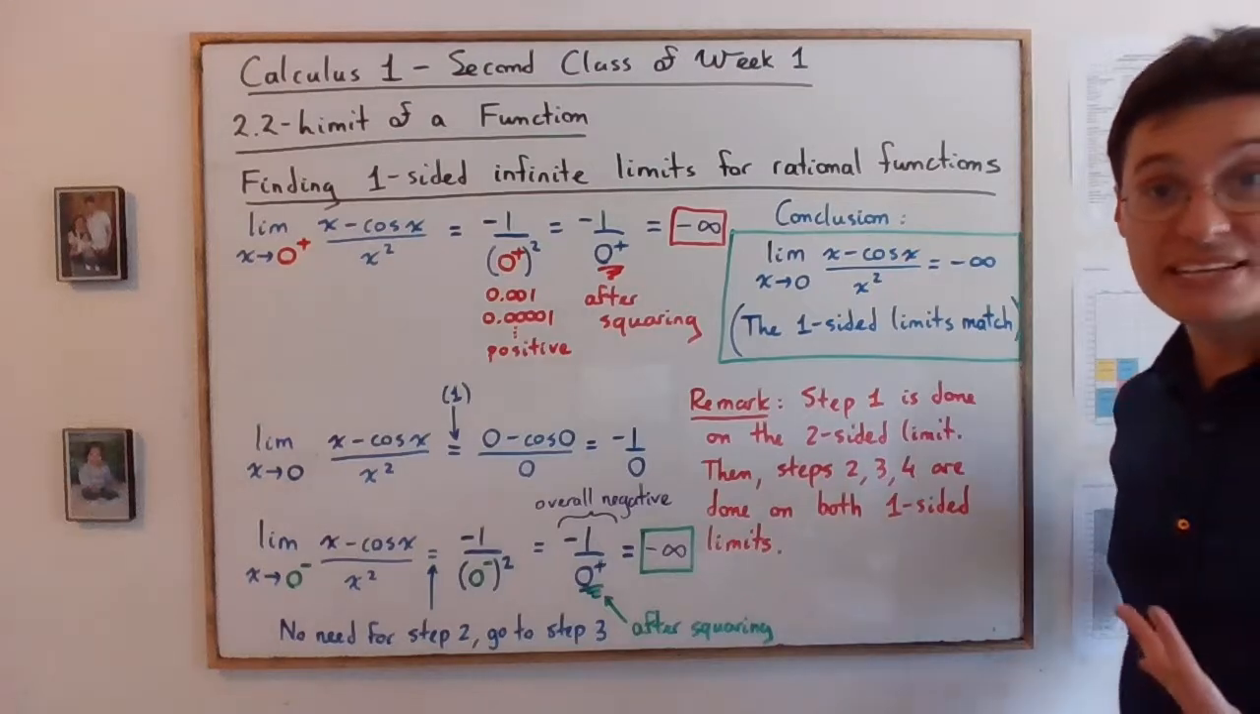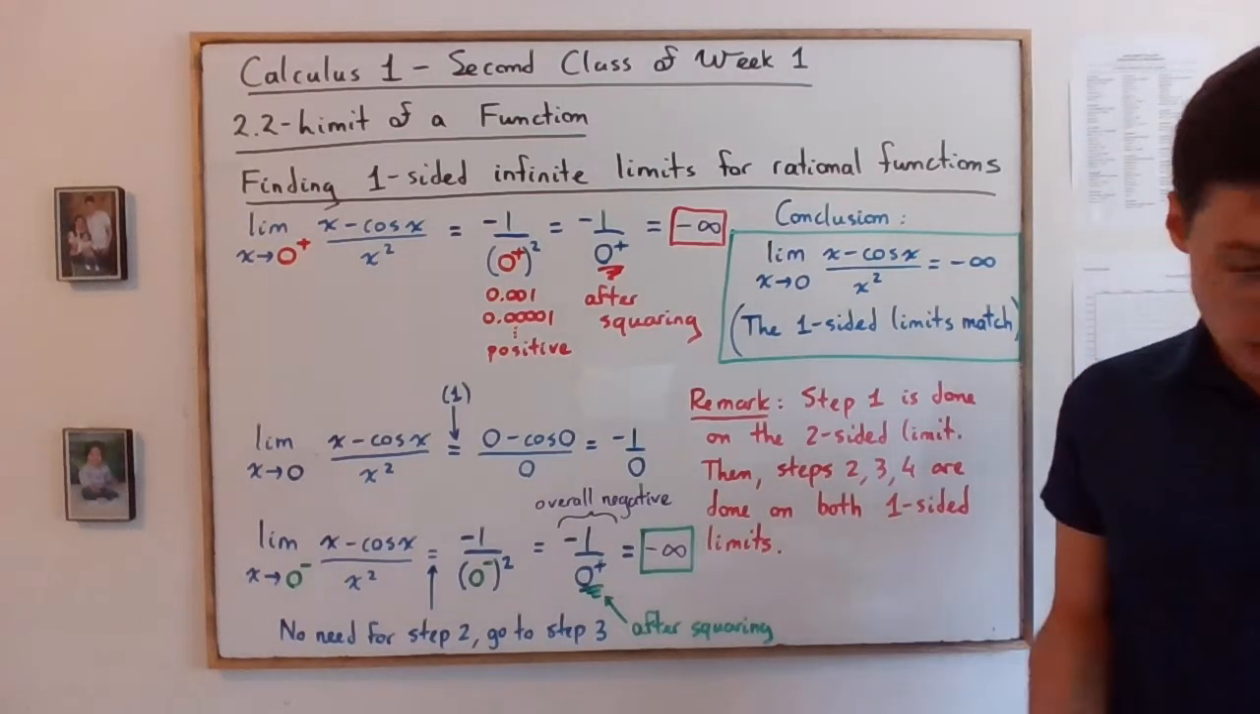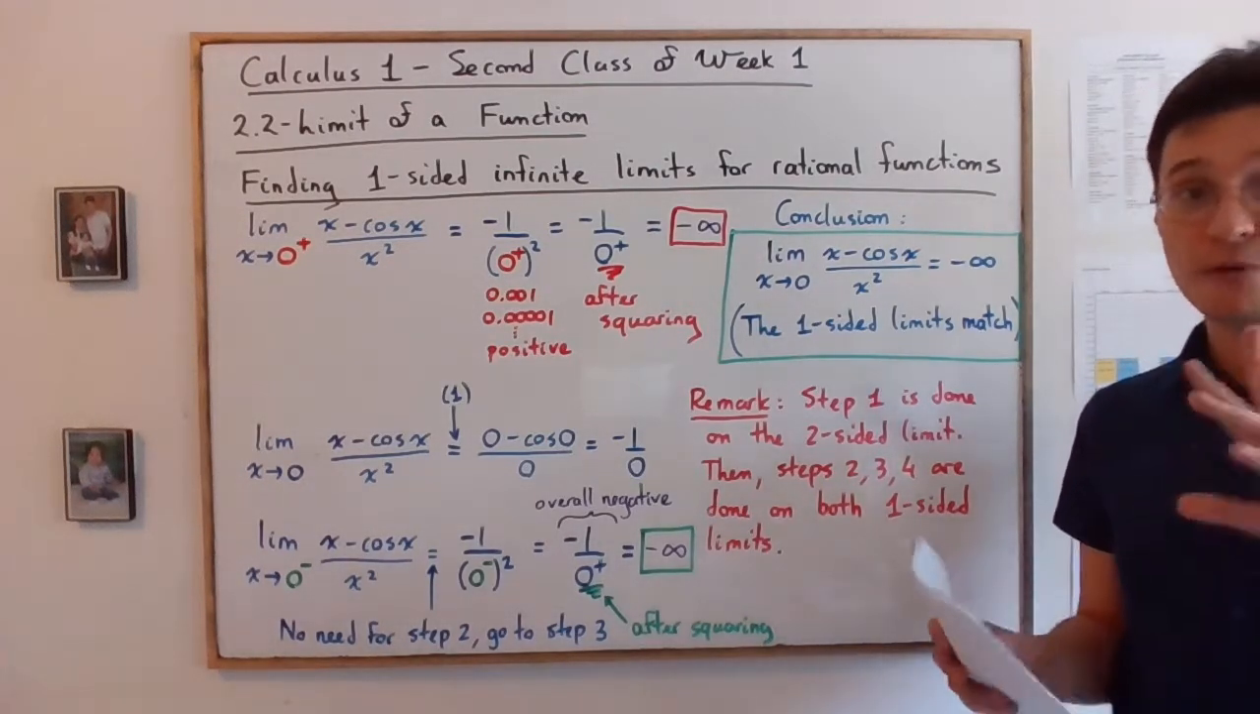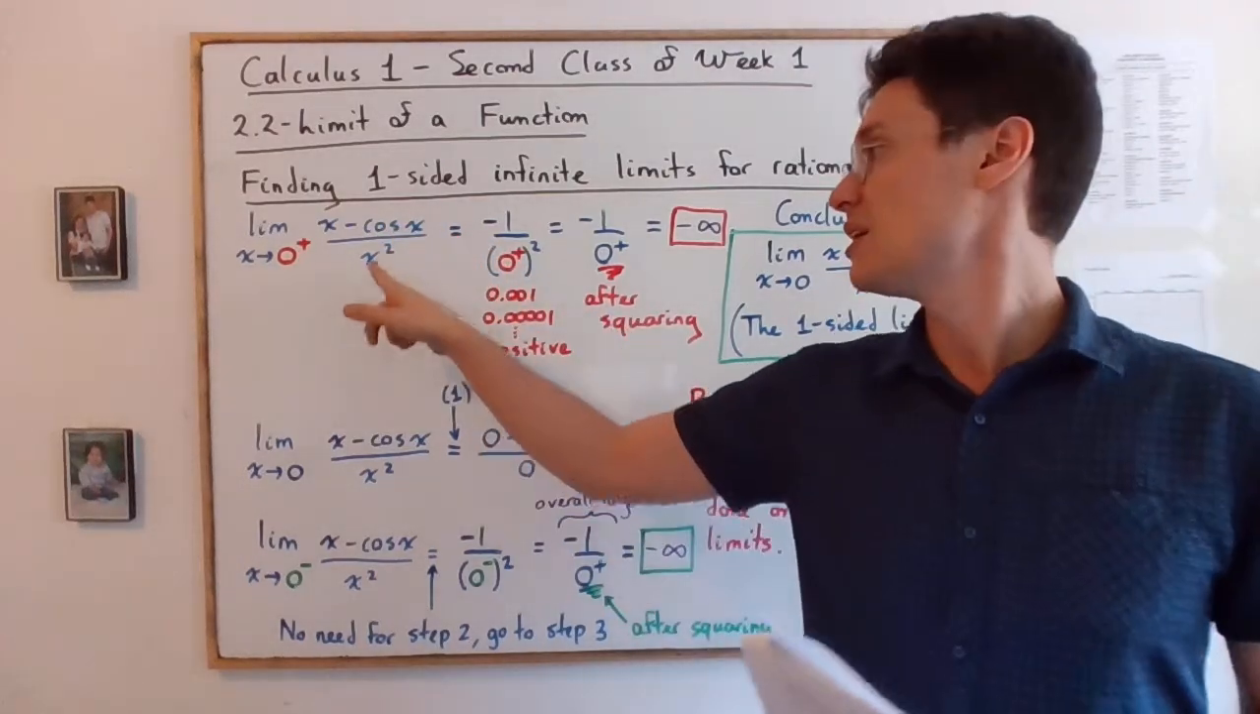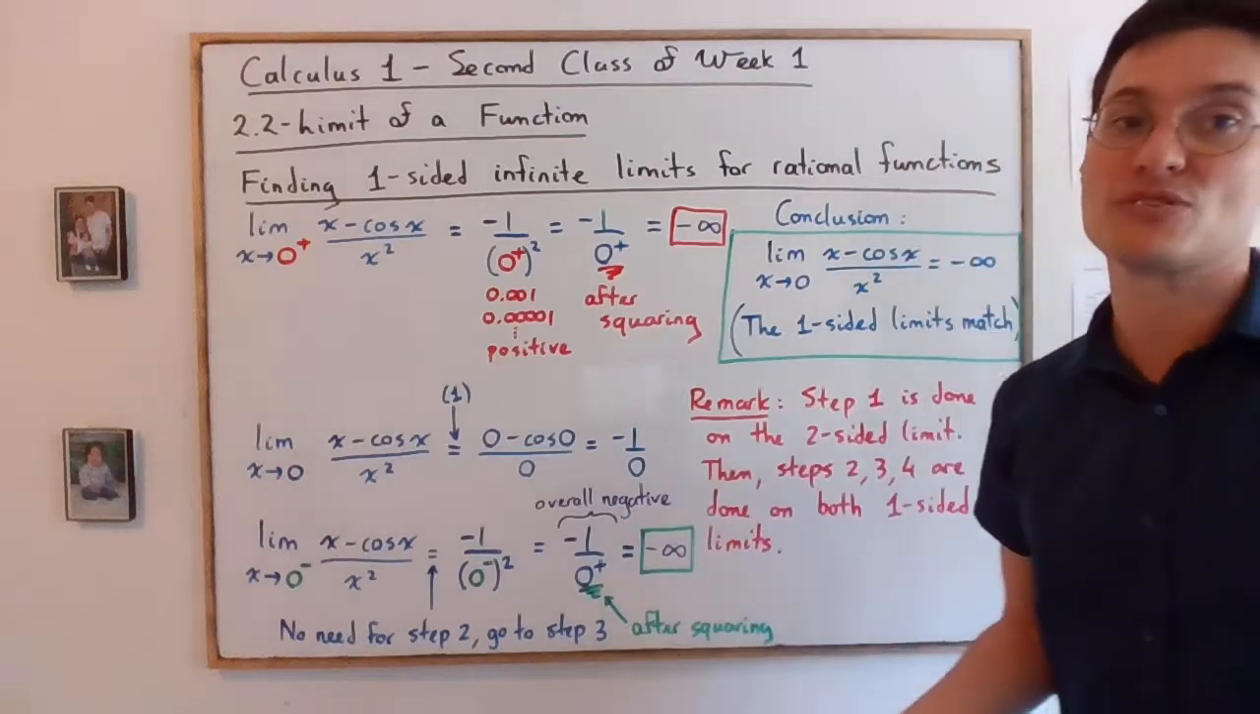All right, hopefully this is helpful. So this is the last example of a rational function. I told you it's not strictly rational because of the cosine, but the denominator is a polynomial, so it works the same way.